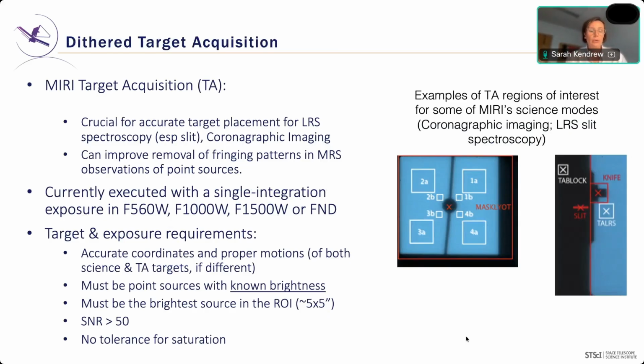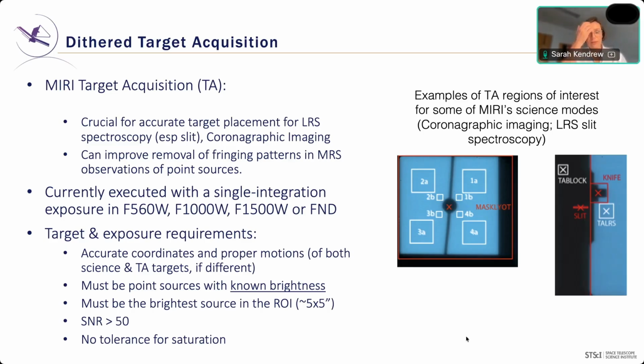The LRS mode and the coronagraphic imaging mode heavily use target acquisition; for these modes it is extremely important. For the MRS, most observations don't really need to use target acquisition, but there are some observations of point sources that can benefit from acquiring the source with TA to improve removal of systematics like fringing patterns.